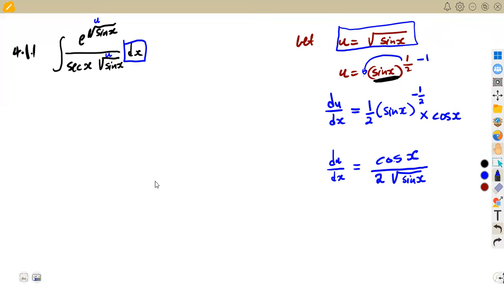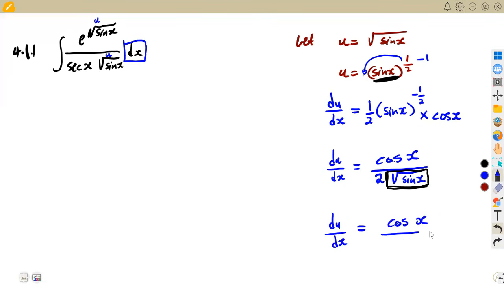So if u is representing the square root of sine x, what does it mean? It means that instead of working with x, because I want to get rid of x, that is the major thing that we want. And this part has an advantage because it can be replaced with a u. So in place of the square root of sine x, we are going to put u. So our du dx is going to be equivalent to the cosine of x over 2 times the square root of sine x, which is representing u in this case, so this is going to be 2u.